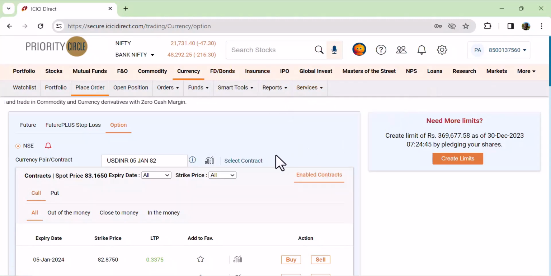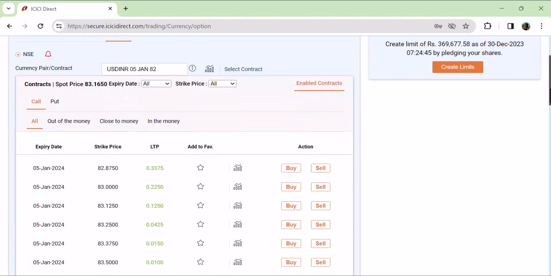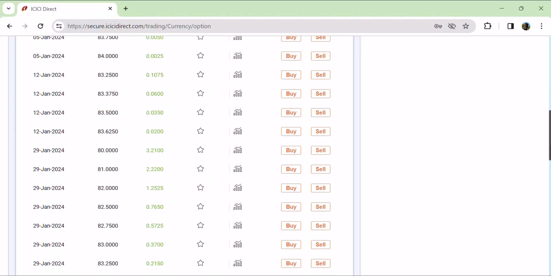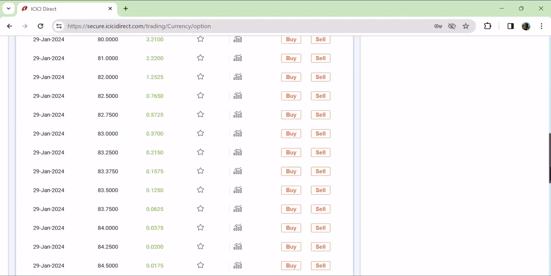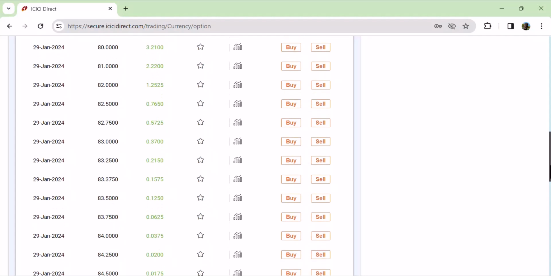So we will just go back to this. 29th of January. So we are interested in the January part, so we'll just go to January at the moment. Now in January, you have to choose a strike price. That is your own choice. It depends upon you what strike price you choose.